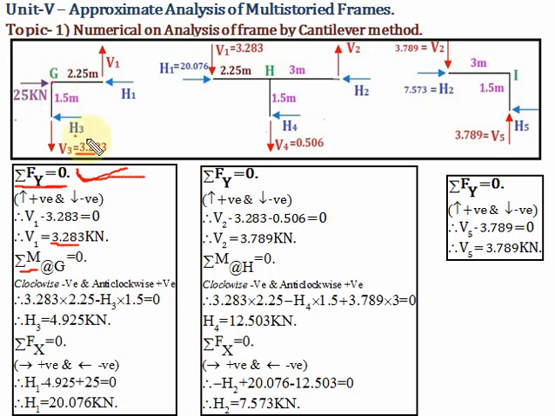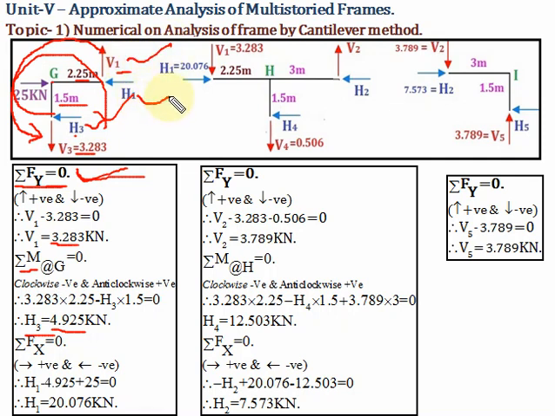Next equilibrium equation is summation of moment at the joint G. Consider clockwise forces negative, anti-clockwise positive. Now V1 is 3.283. In which direction is it acting? In anti-clockwise direction, so plus, and the distance is 2.25. H3 is acting in clockwise direction, so minus, into 1.5 perpendicular distance. From this we'll get the value of H3. What is the value of H3? 4.925.